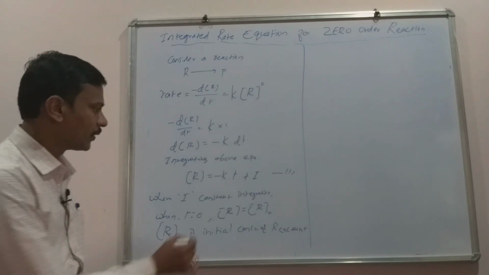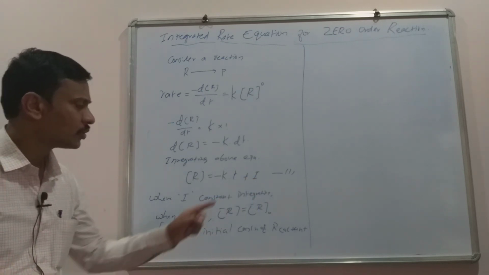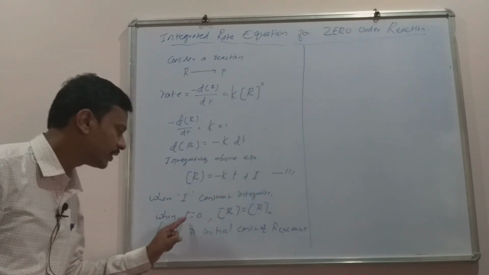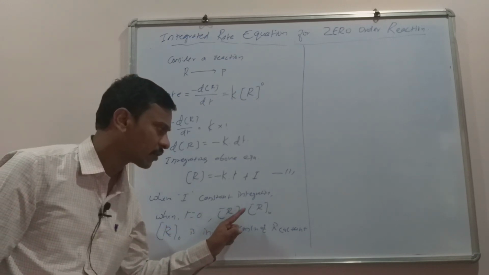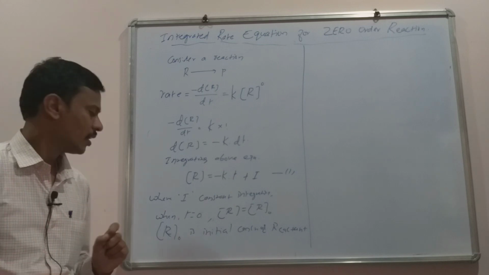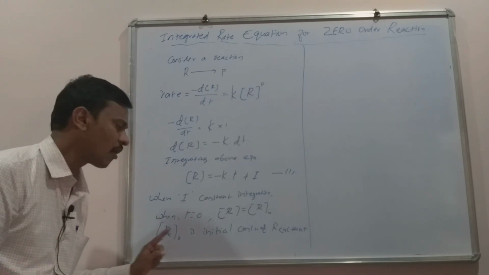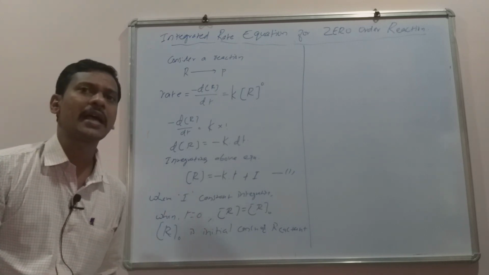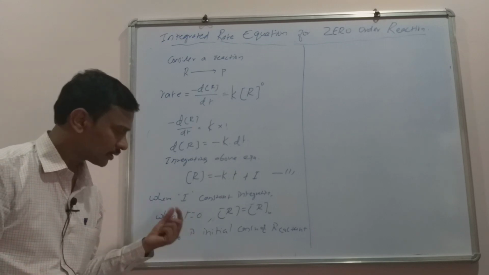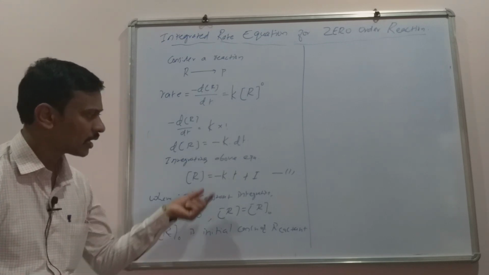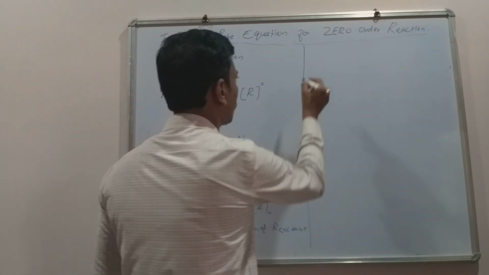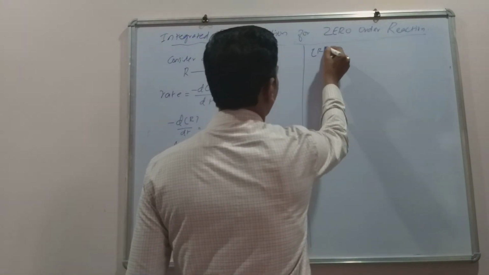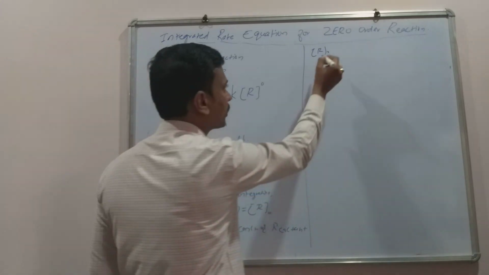Please remember, I is the constant of integration. To find the value of I, when time t is equal to 0, the concentration of R is equal to R naught, where R naught is called the initial concentration of the reactant. Substitute these values in the above equation, that is equation number 1. When t is equal to 0, R is equal to R naught.